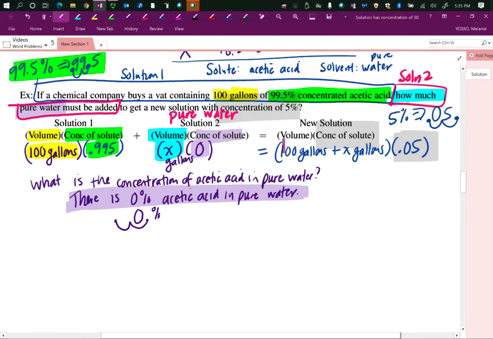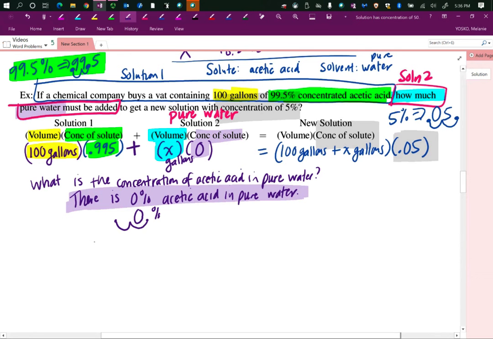Hopefully this makes sense. The hardest part for most students is this volume part. Think about it. If I have 100 gallons and I add 10 more gallons, the new volume is 100 plus 10, 110 gallons. If I have 100 gallons and I add 50 gallons, you'd have 150 gallons. The problem is I don't know how many gallons I'm adding for solution 2. I don't know the actual number, but I know it's x, right? So the volume of the new solution is 100 plus x.